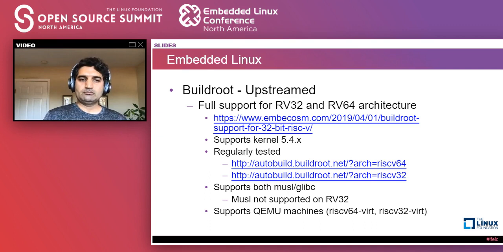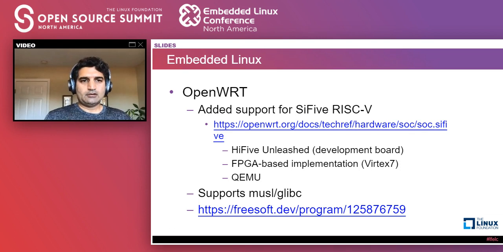And similar to QEMU targets, there is RISC-V 64 and RISC-V 32 work available. OpenWRT added support, and it was added for HiFive Unleashed. There was a Virtex-7 based FPGA implementation, and it could also run on QEMU. It does support both musl and glibc. I am not sure whether it has been upstreamed yet, but the port is still available in the link that I pointed here.